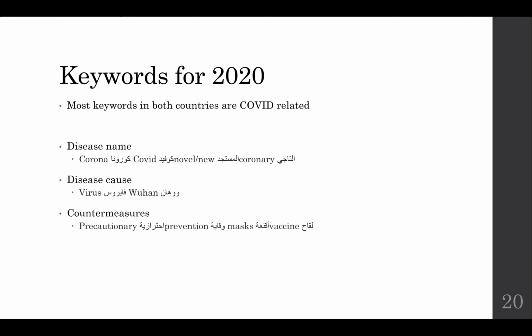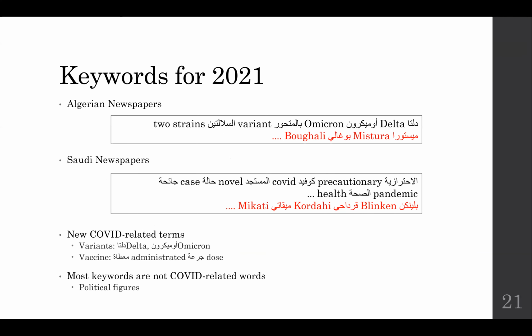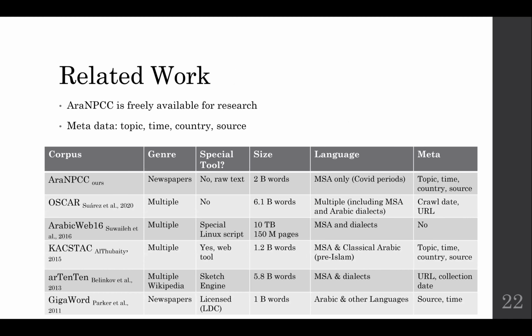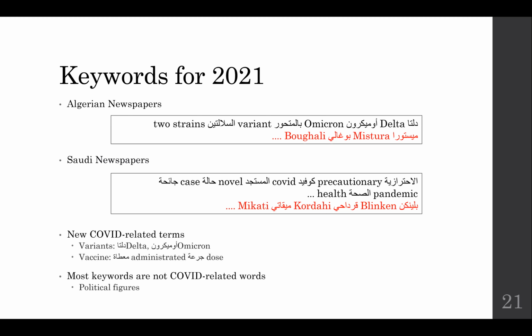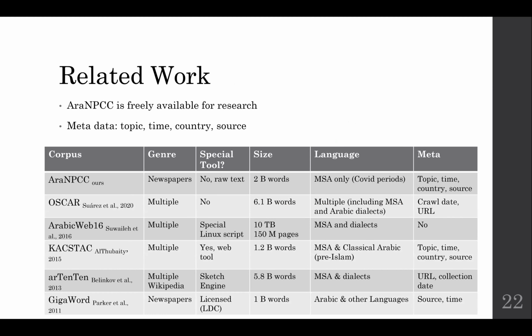Okay, so most keywords in 2020 in both countries are COVID-related terms, and we classify them into disease name, disease cause, or countermeasures. For 2021, now we have fewer COVID-related terms, but among them you can see new words like the variants of COVID, Delta, Omicron, the word variant itself. You can see new words like vaccine, etc. And most keywords are not COVID-related words, not as in 2020.